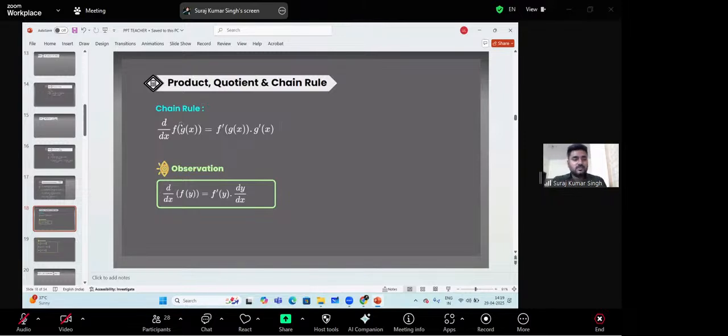Okay. So we know the chain rule, how to do it very fast. First we should start from the left side: the derivative of f will come f dash of g of x, and the derivative of g of x we should write, that is g dash of x.